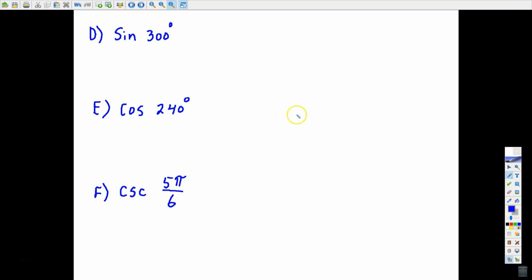Let's try a few more of these. We'll just sketch out what 300 degrees looks like. All right, so we're going in a positive direction, 90, 180, 270, and then another 30. Okay, so we're going to fall in quadrant 4. We're going to use the reference angle 60 degrees. Okay, this is 30 degrees, because I had to go 270 plus 30. So the reference angle is 60 degrees.